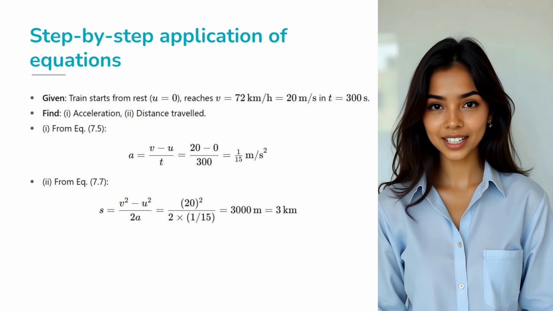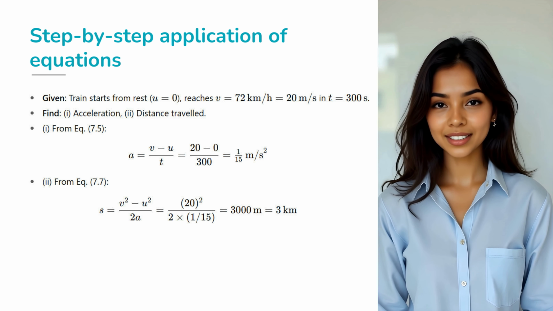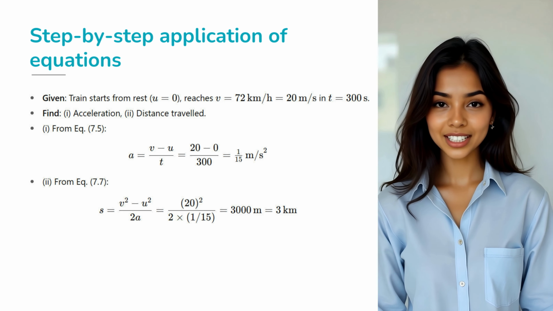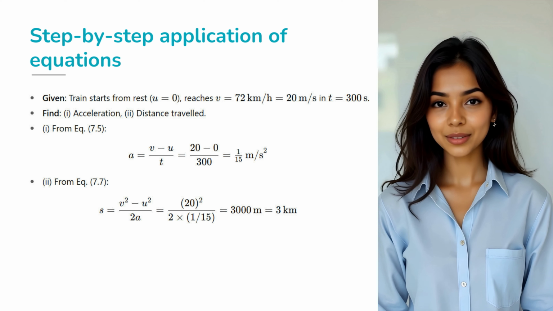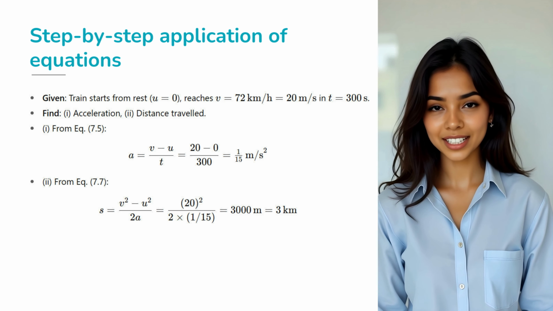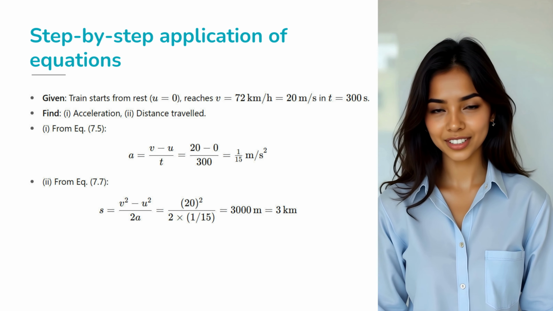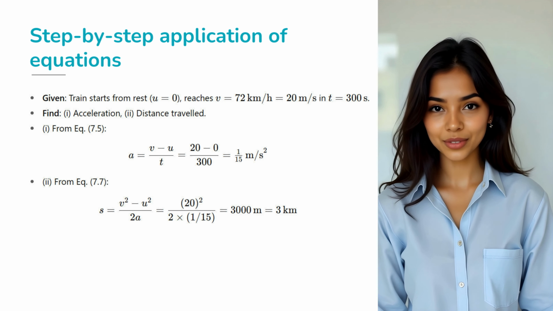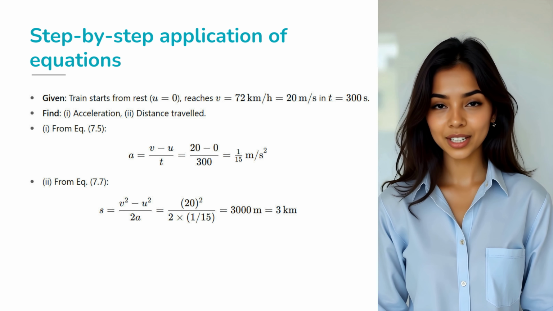Step 2. Find distance using the third equation, s equals v squared minus u squared over 2a, that's 400 over 2 times 1/15th, which comes to 3000 meters or 3 kilometers. So, the train's acceleration is 1 over 15 and the distance traveled is 3 kilometers. Notice how we use two different equations to cross-check the answer.